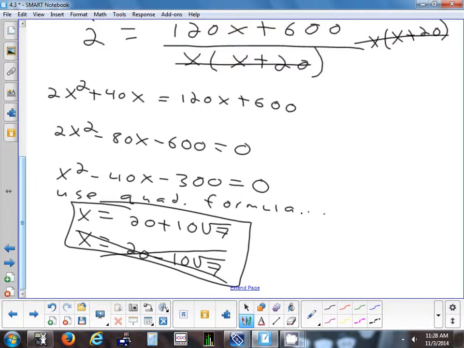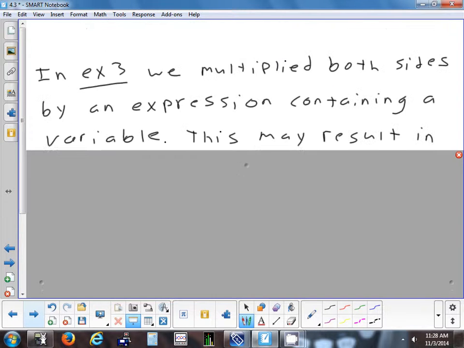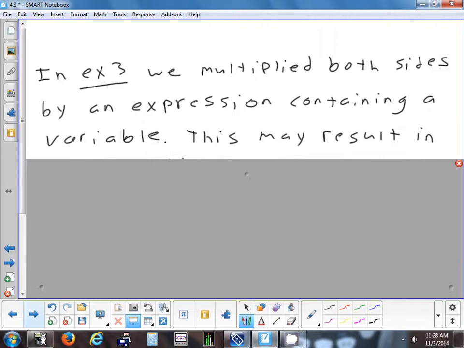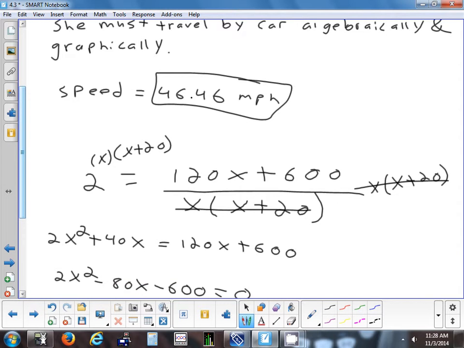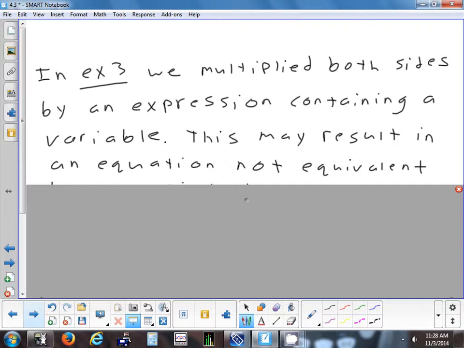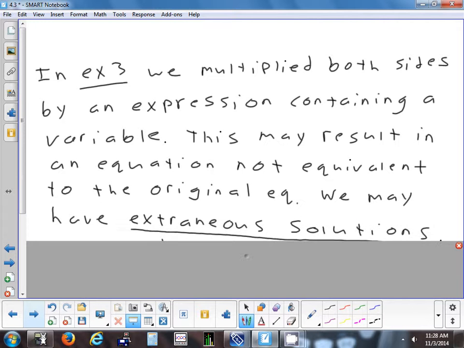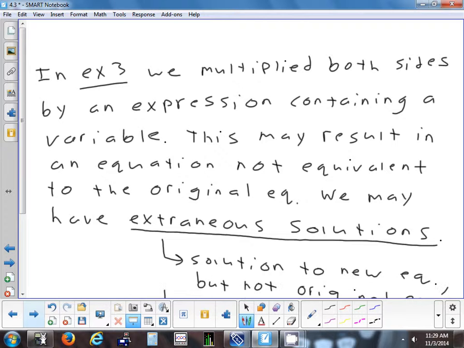All right, so we did something in this problem that we have to be careful of. We multiplied both sides of the expression that we had by a variable. That was one of the first steps we did. We multiplied each side by x times x plus 20. If you do that, you might end up with an equation that's not equivalent to the original problem. And what that means is you may get extra answers to that equation that are not answers to the original problem. And those are called extraneous solutions.